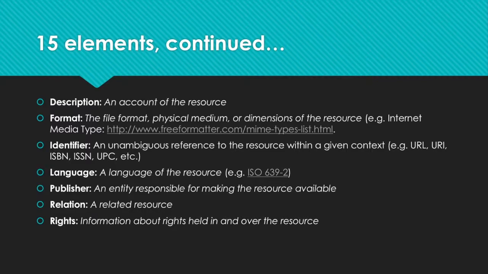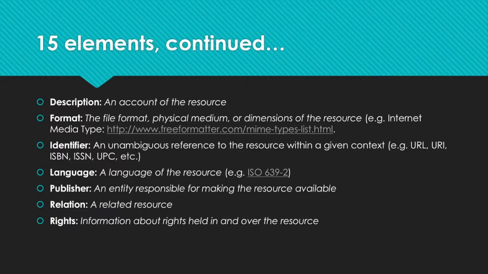Then you can add an identifier, which you're probably mostly familiar with: ISBNs or UPCs, ISSNs. So basically, these are unambiguous references to the resource within a given context. So the tricky thing about identifiers is that, as you all know, URLs have a tendency to change over time. So I wouldn't necessarily always consider them to be the most stable. So if you have other options for unambiguously referencing a resource, that would also be helpful.